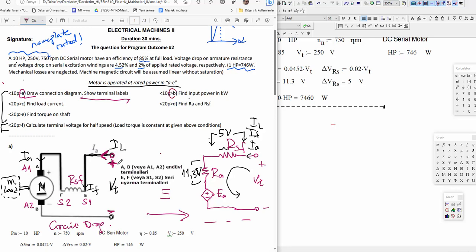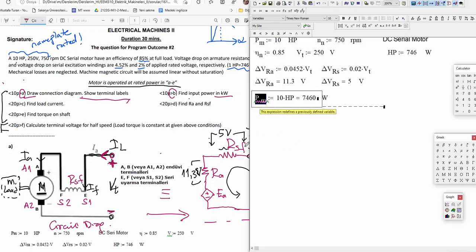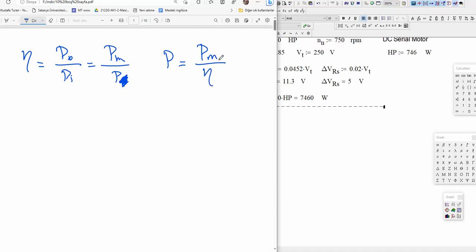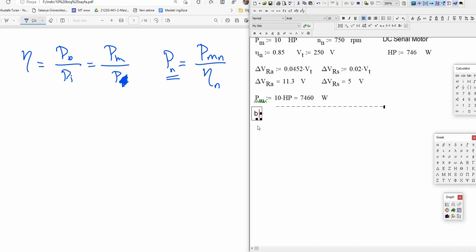Let's discuss question B. Find input power in kilowatts. We know the output power, and for the rated value it is easy. Efficiency is output over input power. Output is mechanical, input is electrical power. Simply write: input power is equal to output power, which is mechanical, over efficiency at its rated value. That is the rated input power. So it can easily be calculated.